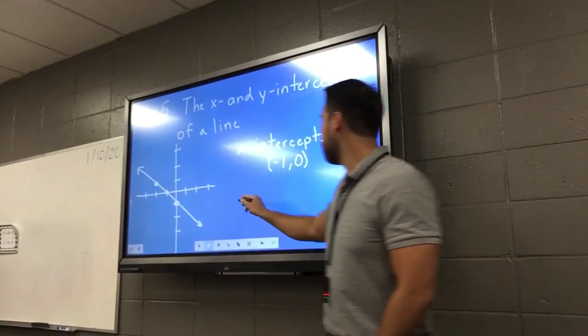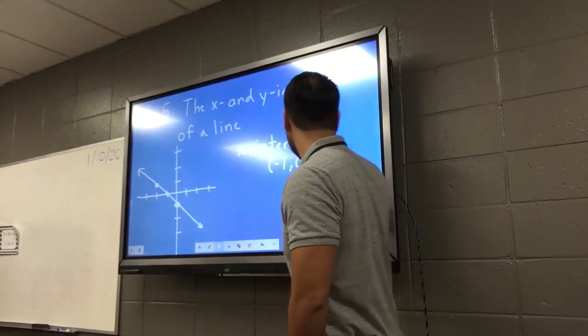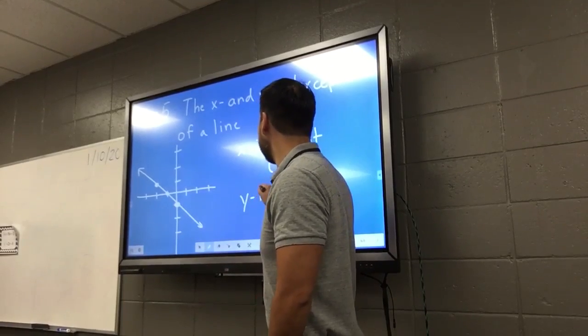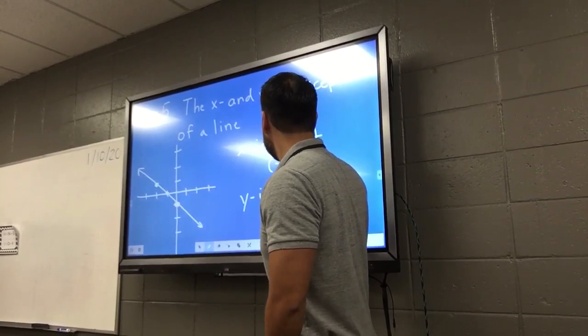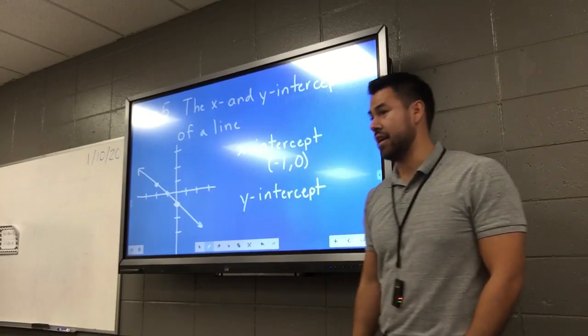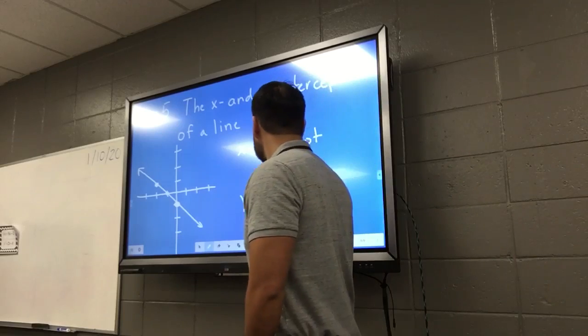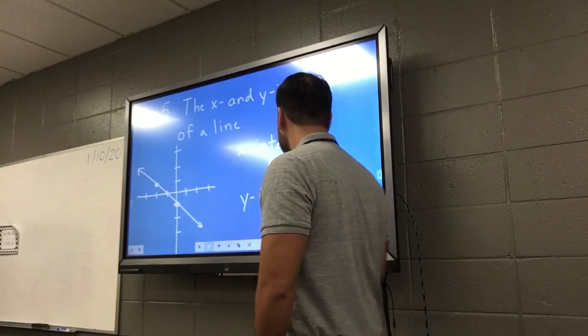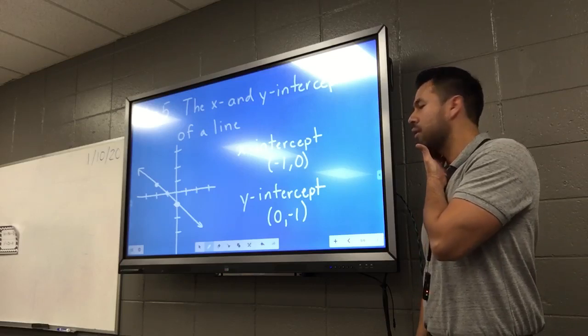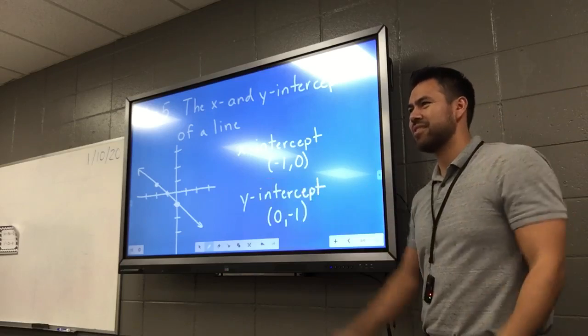Sorry, it's not plural, it's just one. Later you'll get x-intercepts, because your graph will hit it many times, possibly. But where does my graph hit the y-axis? Danny? 0, -1. That's correct. It's nice. Okay, that's x and y intercept.